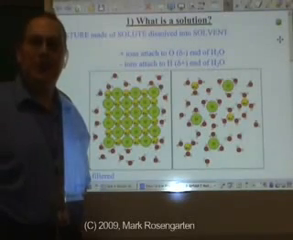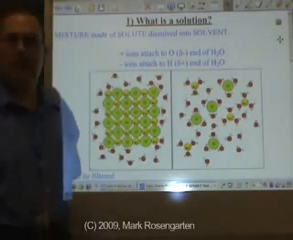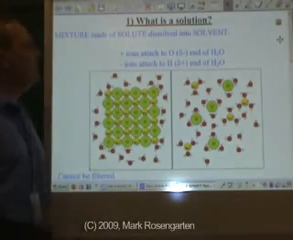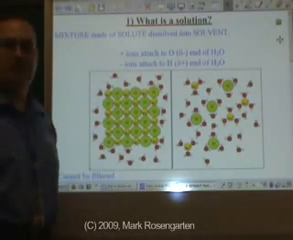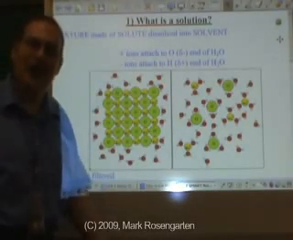If you're not part of the solution, you're part of the precipitate. What is a solution? Well, in simple terms, a solution is nothing more than a homogeneous mixture of a solute dissolved into a solvent. Well, that answers all your questions, right?